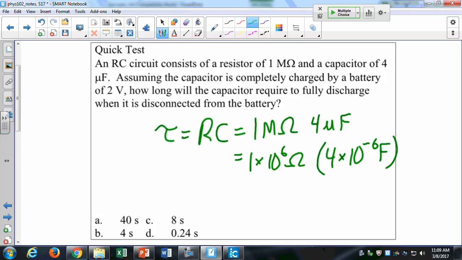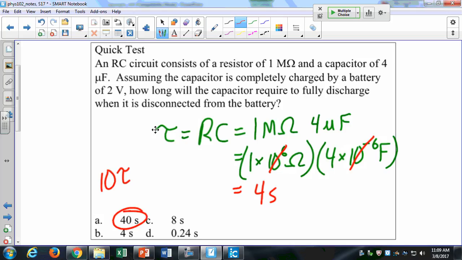I want to convert those to SI units. But usually when you see problems like this, I'll use the meg micro combination because it just gets rid of that. And then my time constant is 4 seconds. But the answer is not 4 seconds because to completely discharge this requires 10 times the time constant, which is going to be 40 seconds.